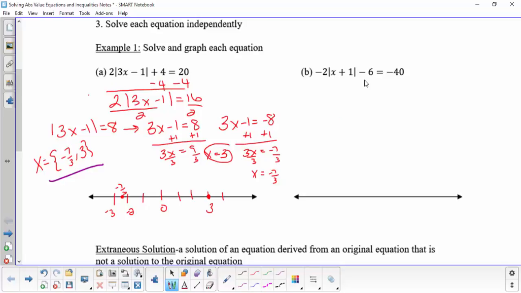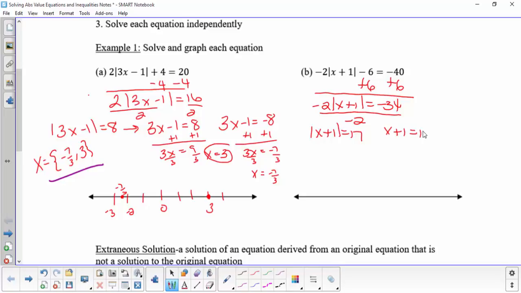Our first step in solving this equation is adding 6 to both sides. When I add 6 to both sides, I'm left with negative 2 times this absolute value of x plus 1 equals negative 34. My next step is to divide by negative 2. Once I've done this, I have the absolute value of x plus 1 is equal to 17. Now that the absolute value is isolated, I can write my two equations. My first equation is x plus 1 equals 17. My second equation would be x plus 1 equals negative 17.